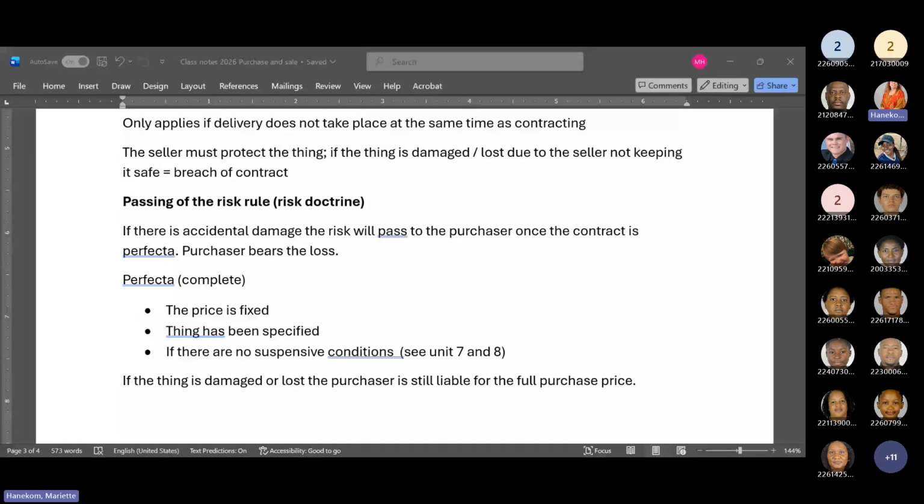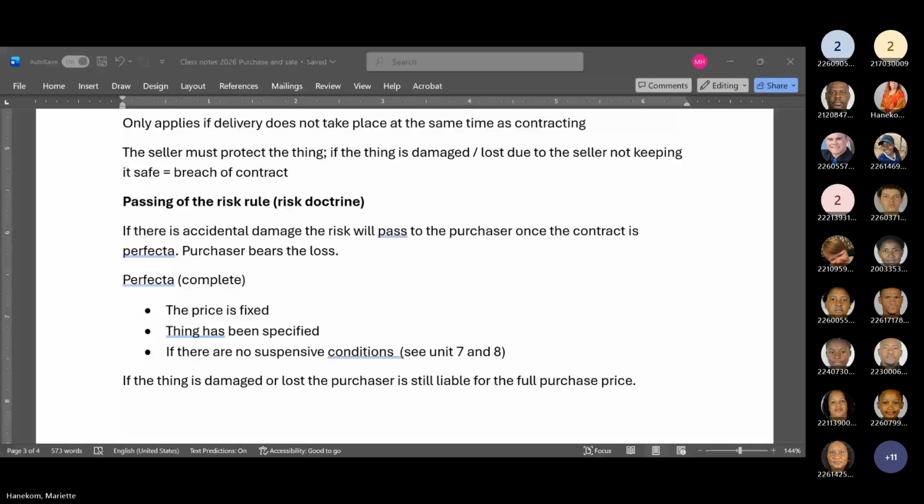It doesn't matter whether you've paid or you haven't paid. If those things get damaged, in terms of the passing of the risk rule, you have to pay the full purchase price. Now you're saying, but that doesn't make sense. Why must I pay? This is where I'm coming in and I'm saying to you, think with your head, don't think with your heart. In terms of the passing of the risk rule, this is how it works.